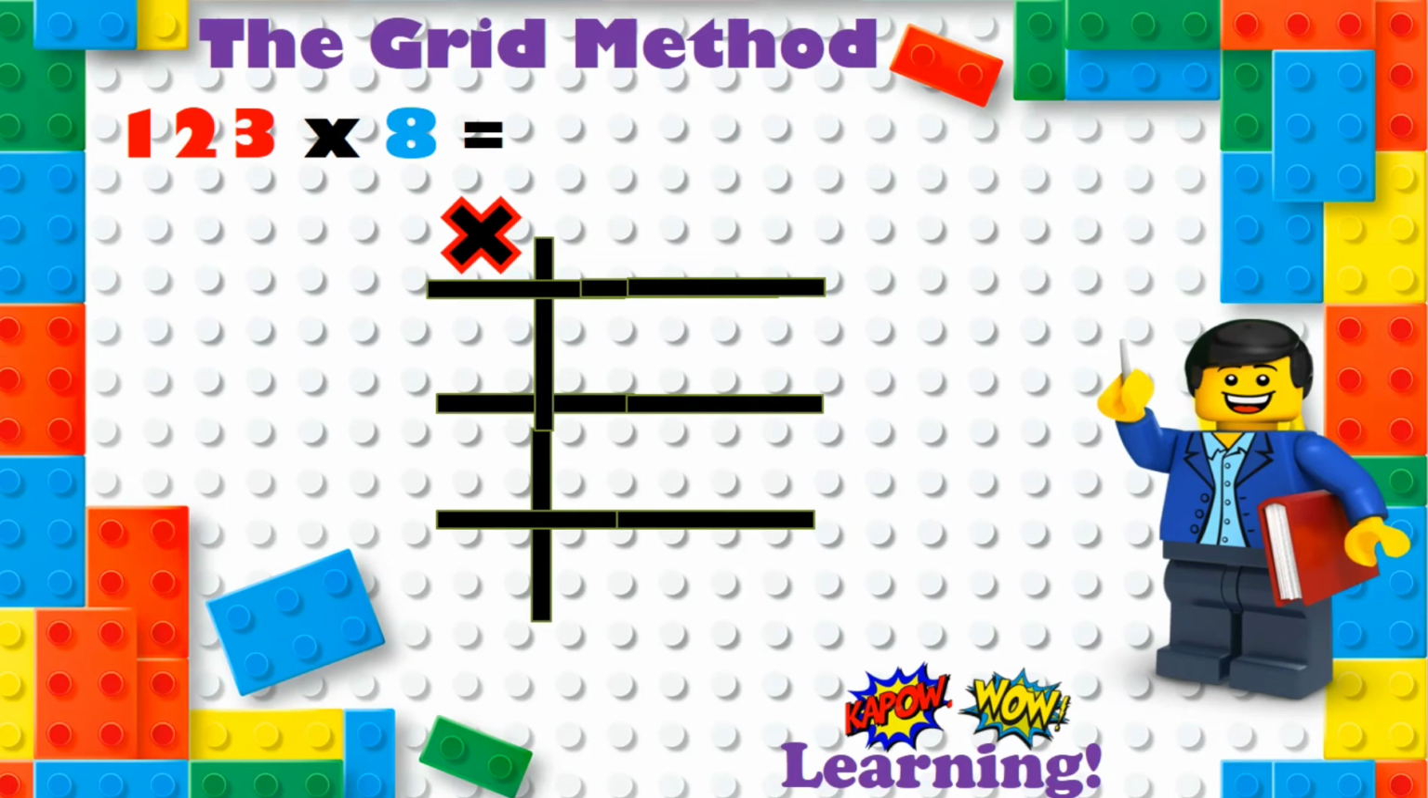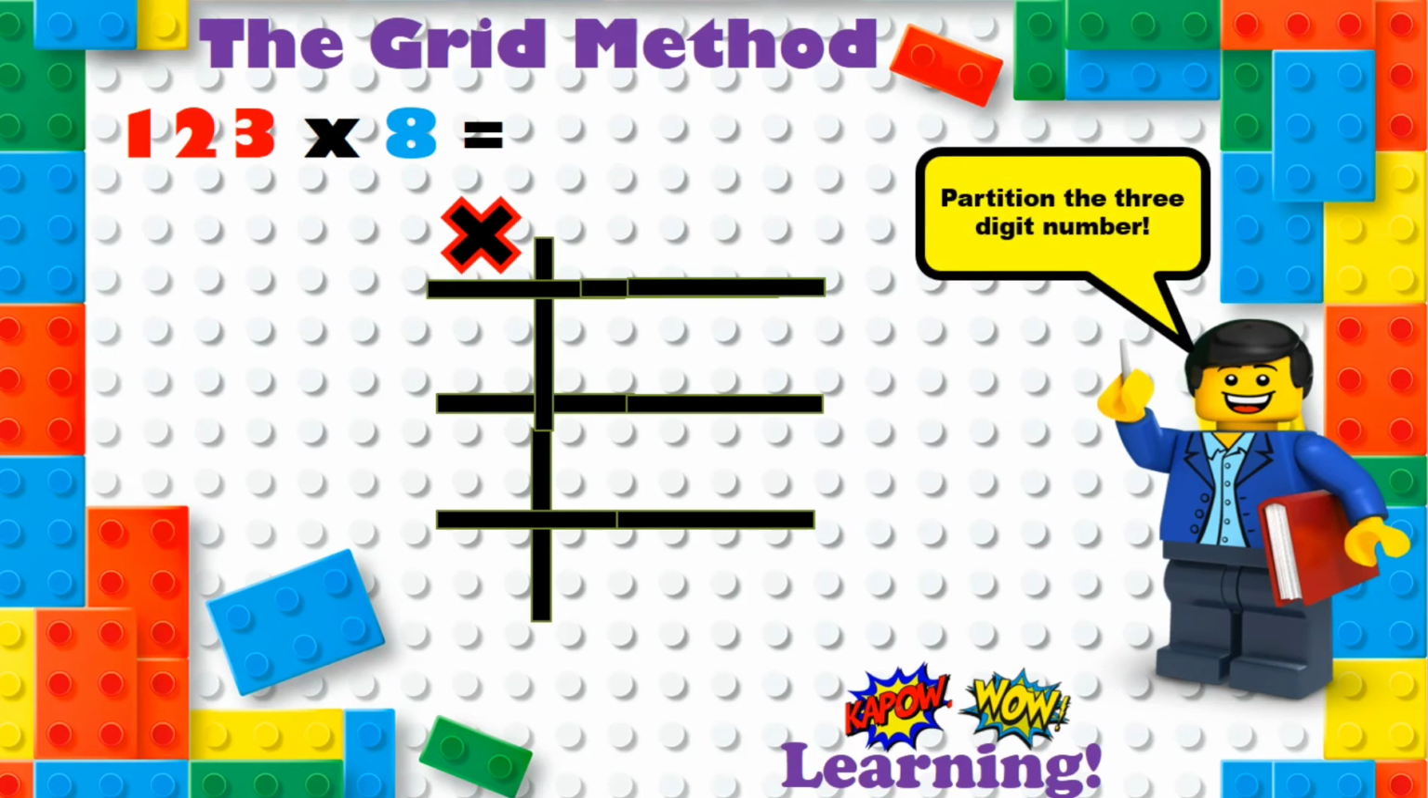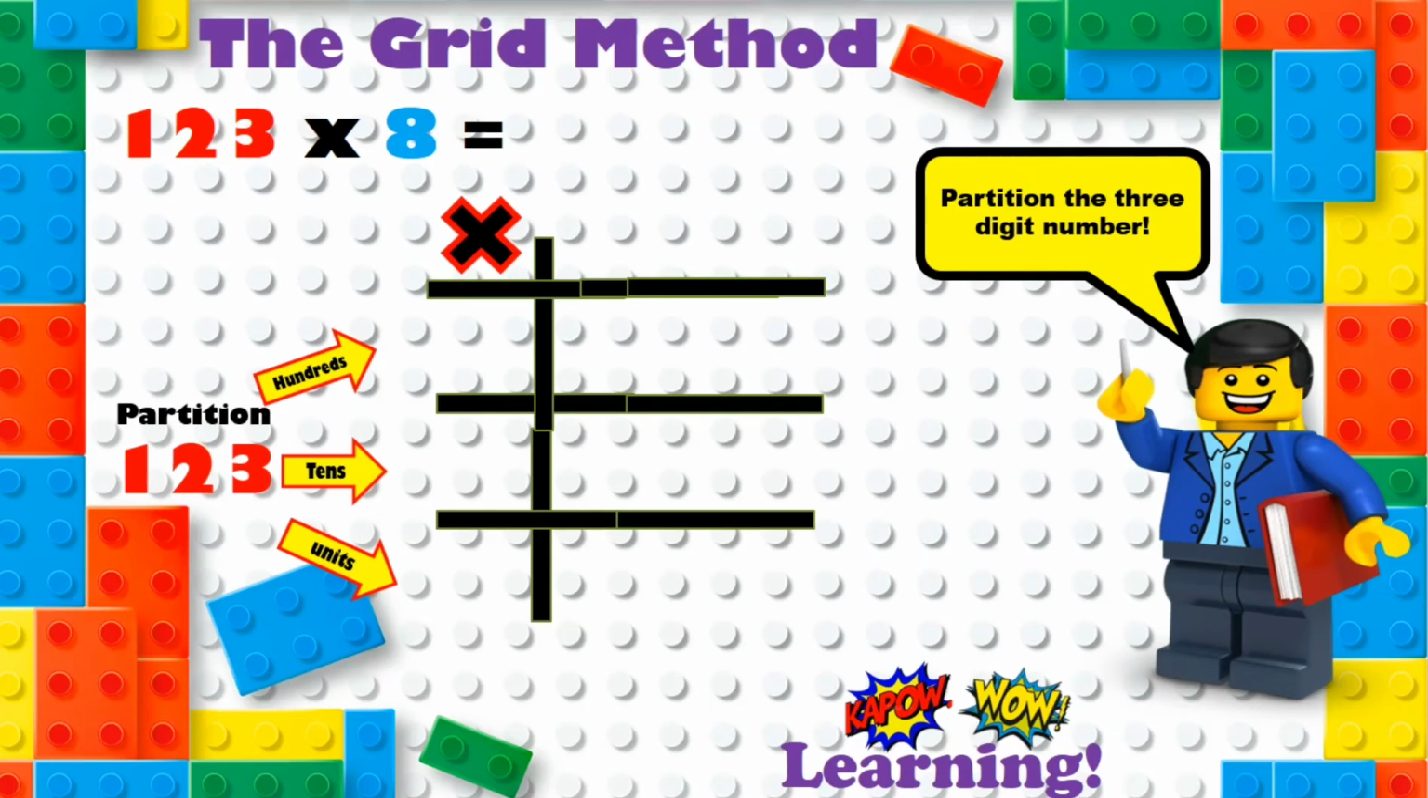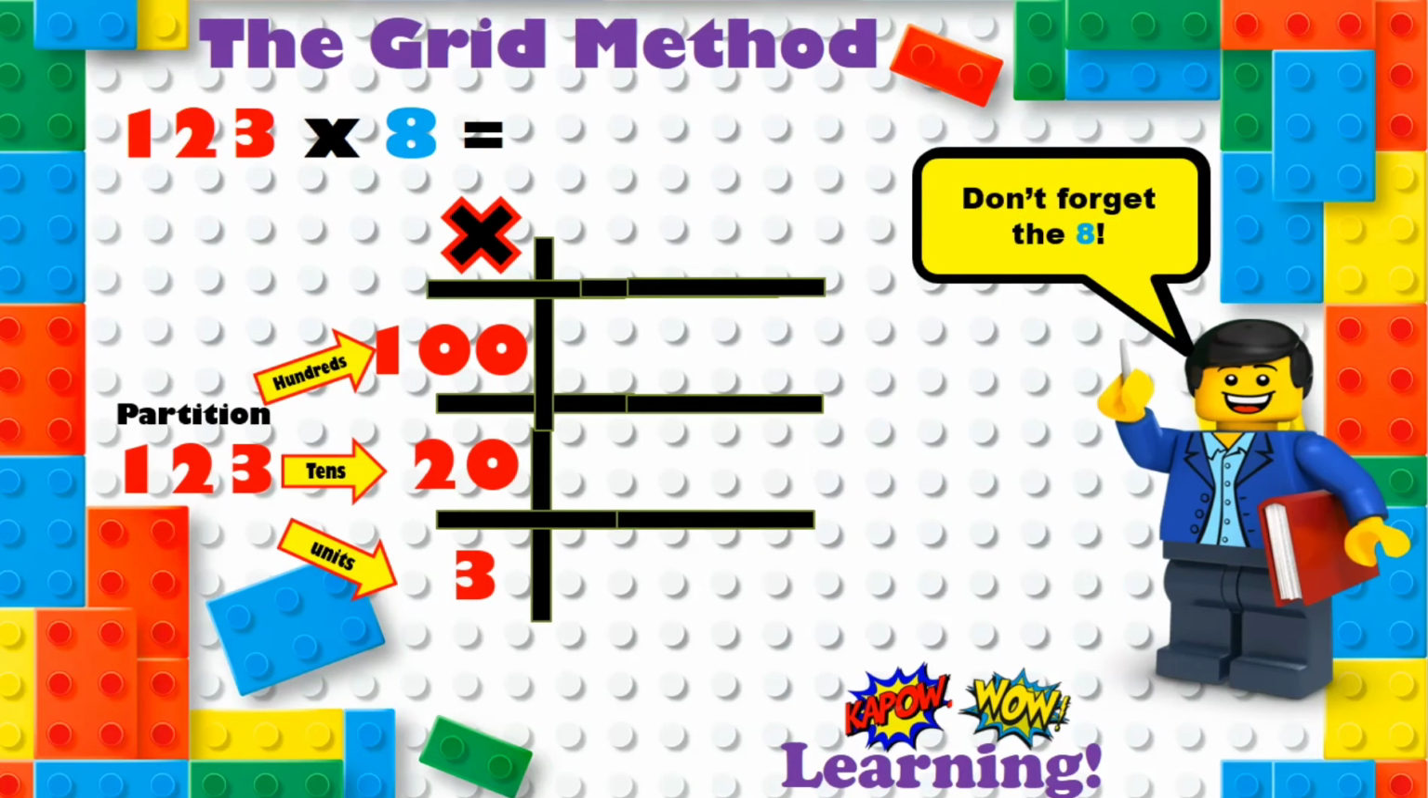And the final one. Try to pause this at any point that you can and see if you can do this correctly. 123 multiplied by 8. Okay, so remember to partition the 3-digit number. So 123 partitioned, we need to split it up into units, tens, and hundreds. So the units is 3, the tens is 20, and the hundreds is 100. But don't forget the 8.